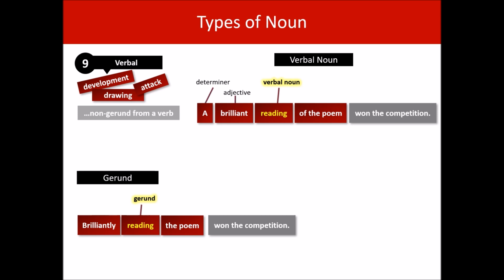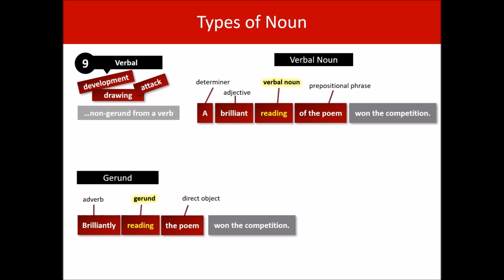With a gerund, you modify it with an adverb, like you would a verb. The verbal noun is followed by a prepositional phrase. You can't do that with a gerund. In this example, the gerund has taken a direct object, just like a verb would. And that is how you tell the difference between a verbal noun and a gerund. Even though it might be exactly the same word, it's how it's used in the sentence that determines whether it's a verbal noun or a gerund.